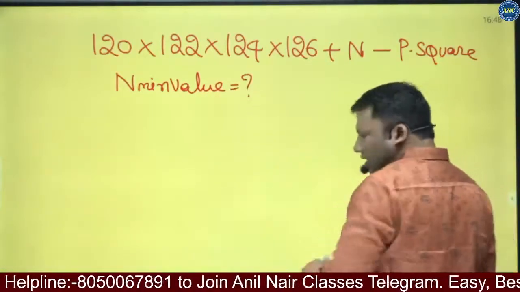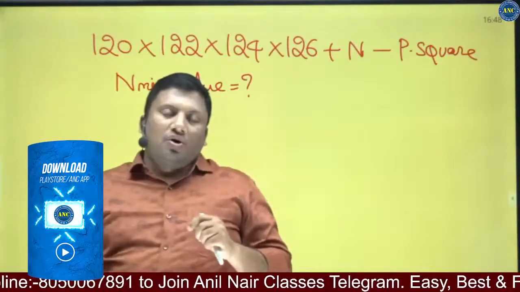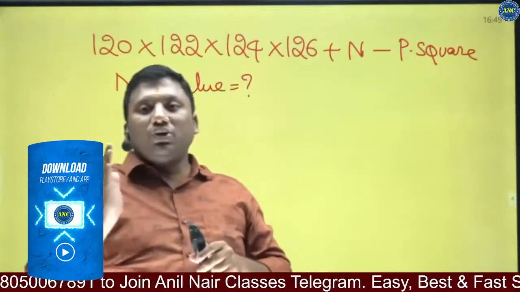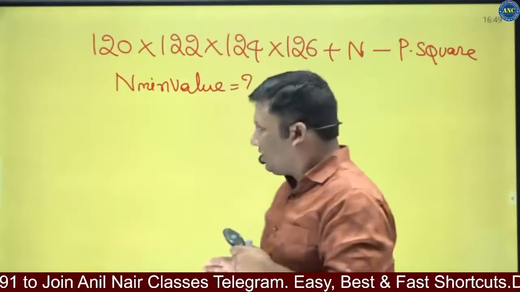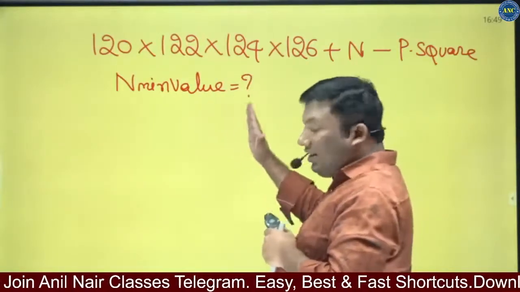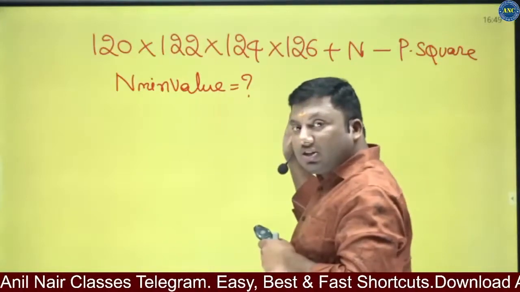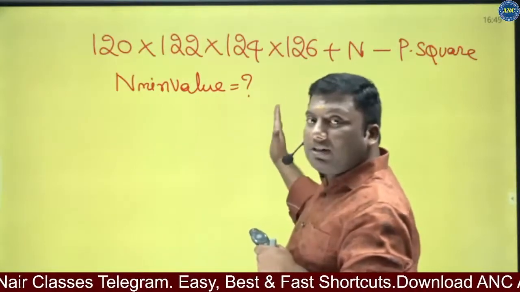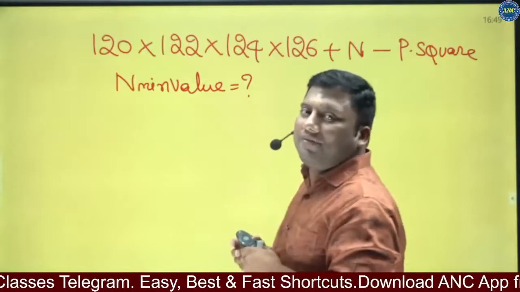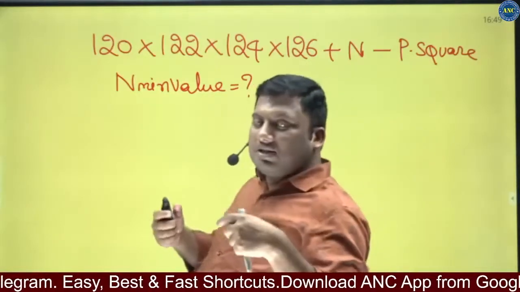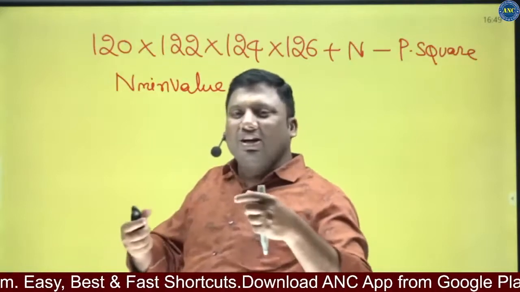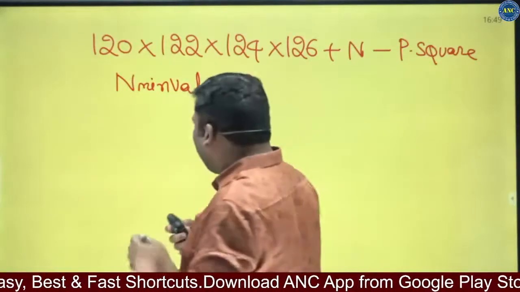Very, very good question. Exam relevant question. The question is 120 into 122 into 124 into 126. I will tell you 3 different methods. I am more interested in making my students learn method number 3. Method 1 and 2 you will find in a regular textbook. If I am teaching the concept which is there in the regular textbook, then there is no value addition which I am creating for you.